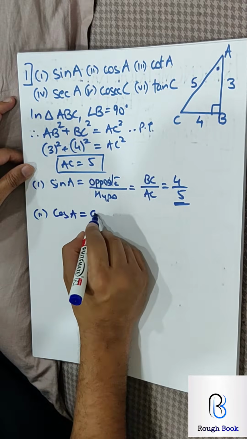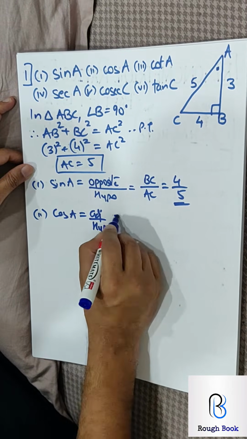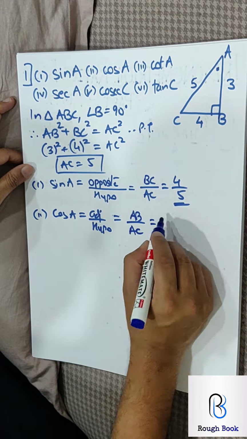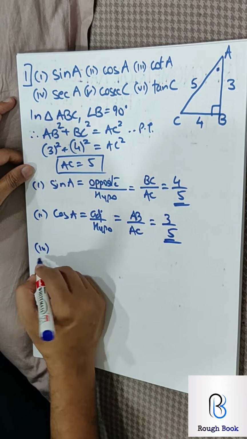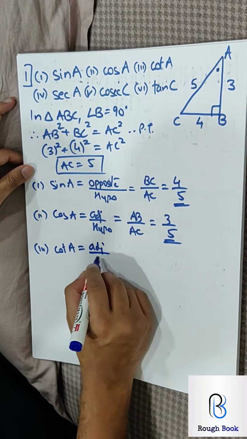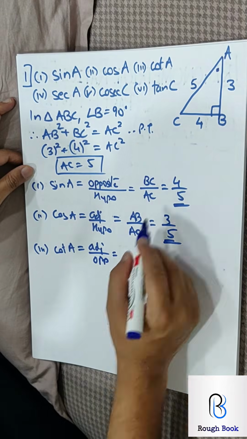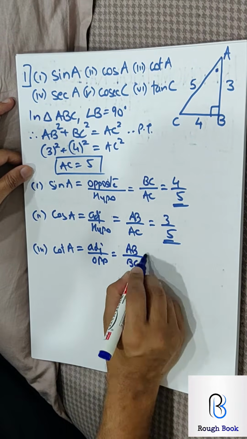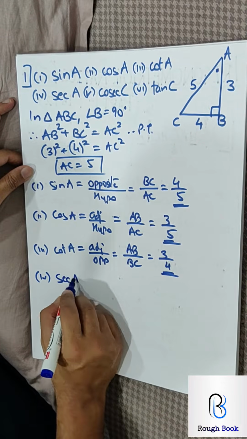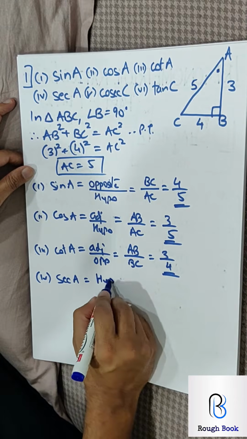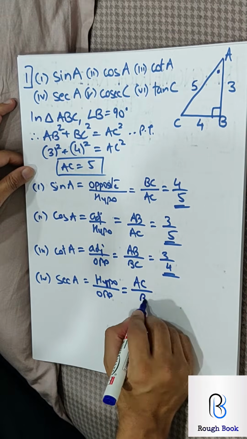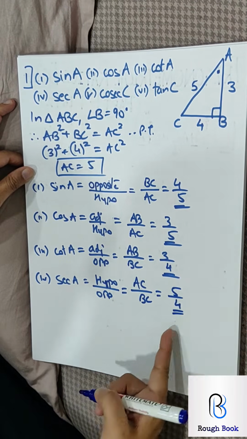So cos A, adjacent upon hypotenuse. So A's adjacent is AB and hypotenuse is AC. So 3 by 5. Third part, cot A. Cot is adjacent upon opposite. So A's adjacent AB, opposite BC. So that will be 3 by 4. Fourth part, sec A. Sec A is hypotenuse upon opposite. So A's hypotenuse AC, opposite BC. 5 by 4. How many got the same?